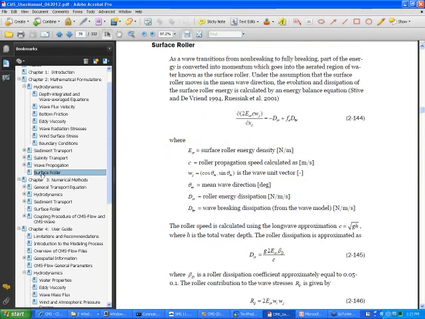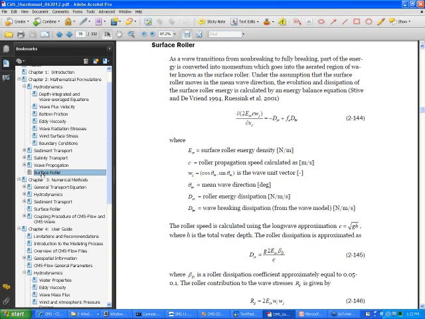Okay. So the surface roller model is kind of a separate model within the CMS. You have CMS wave, CMS flow, and the surface roller is kind of a separate model. It works on the CMS wave grid, but it's kind of weird because you control it from the CMS flow card file. The surface roller basically refers to the part of the breaking of the wave that is the aerated region of the wave.